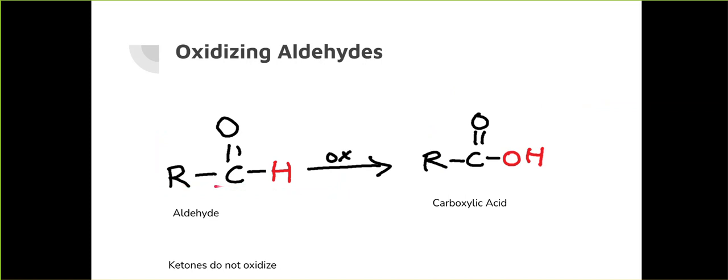If you oxidize an aldehyde, so here we have an aldehyde, RCOH, you're going to add an oxygen into this compound, and you're going to get RCOOH, which is called a carboxylic acid. And I believe in the next chapter we'll be talking about carboxylic acids in more detail. Ketones do not oxidize readily, so we don't have to worry about those.